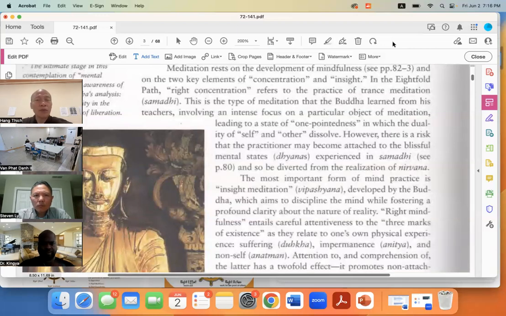Samatha is concentration. Insight is meditation, and the insight is vipassana. Is that clear?